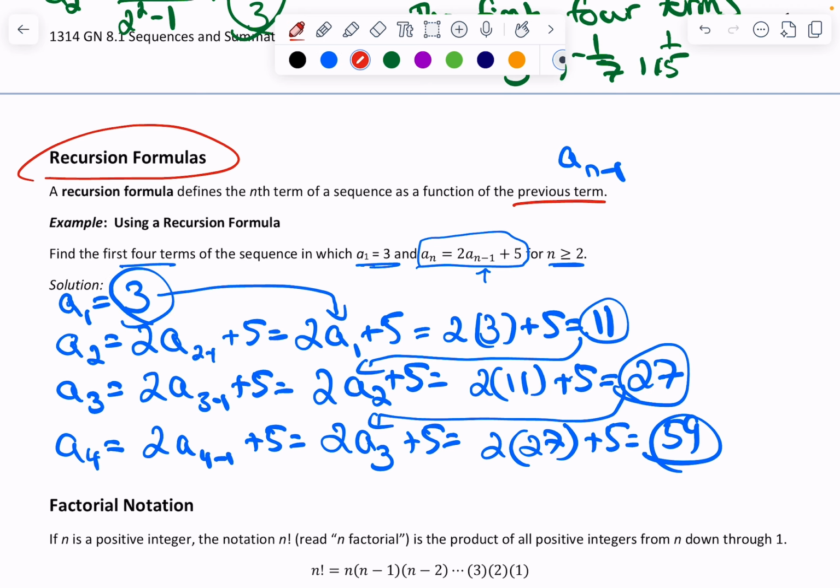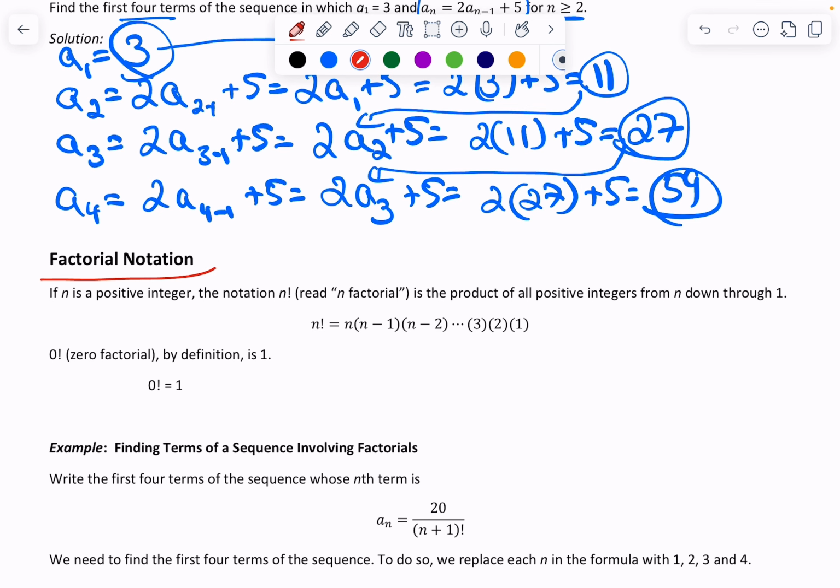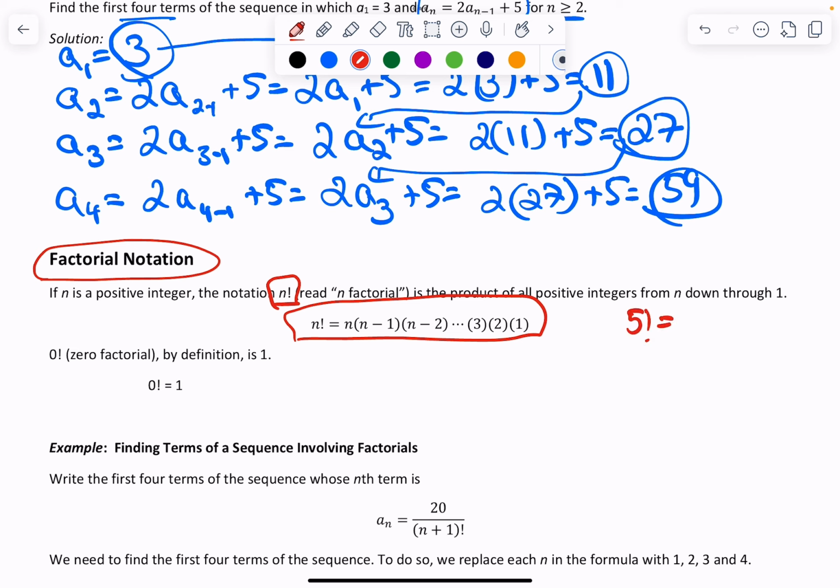Okay, next we're going to talk about factorial notation. If n is a positive integer, the notation n factorial is the product of all positive integers from n down through 1. So it looks like this right here. For example, if we have 5 factorial, it would be 5 times 4 times 3 times 2 times 1, which is 120.